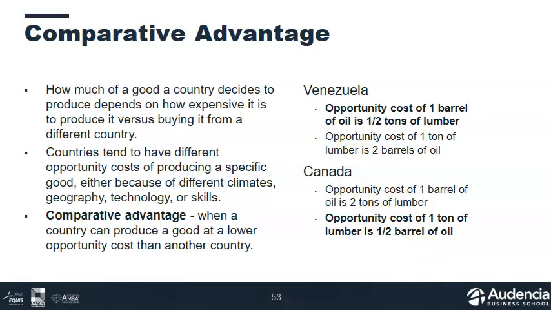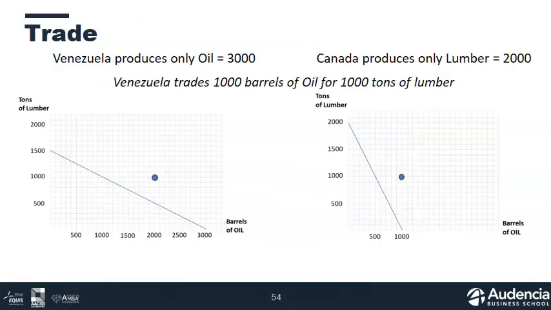So if we could choose who's going to produce what, Canada is giving up less oil to produce 1 ton of lumber, so let's have them produce lumber. And Venezuela is giving up less lumber to produce oil, so let's have Venezuela be an oil-producing nation. And that's exactly what happens. We look at the opportunity cost to determine who should specialize in what in international trade.